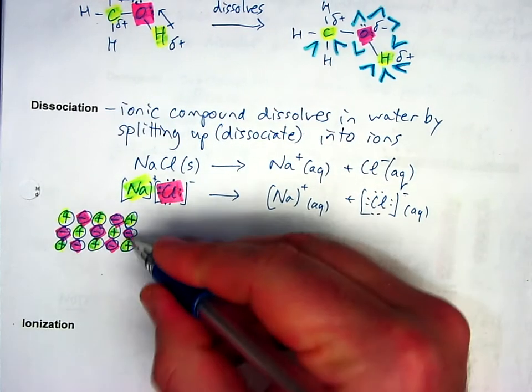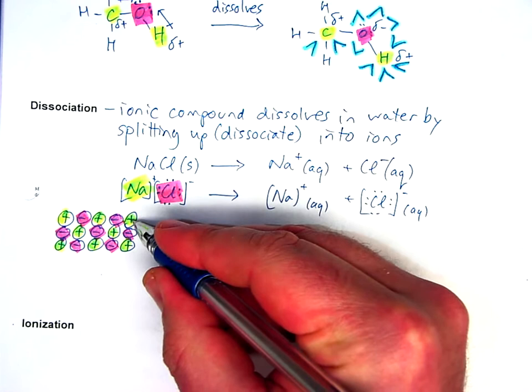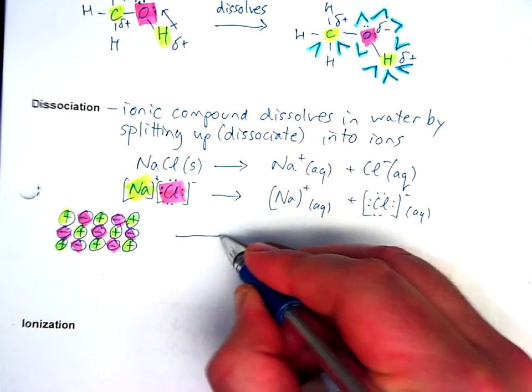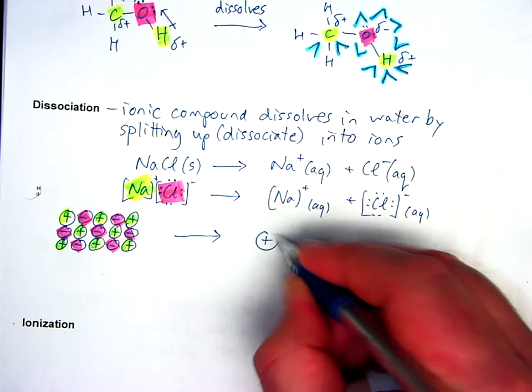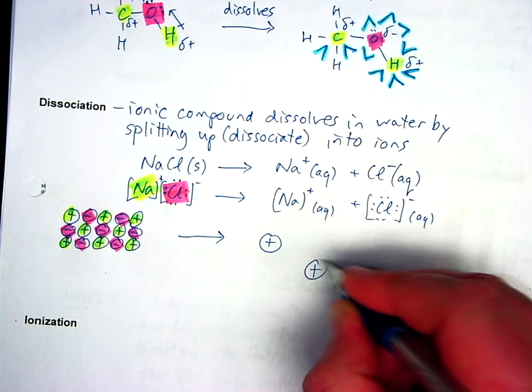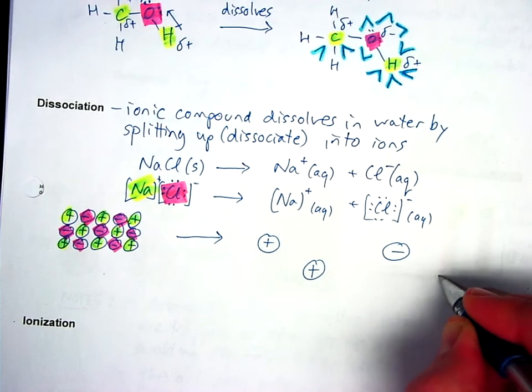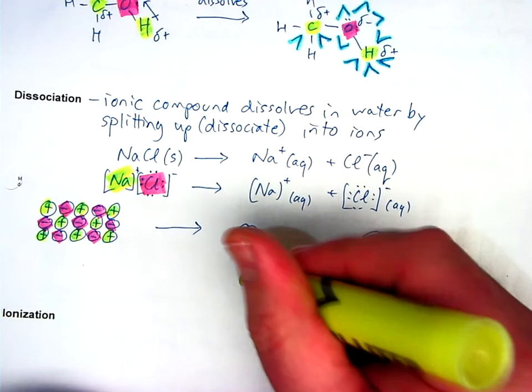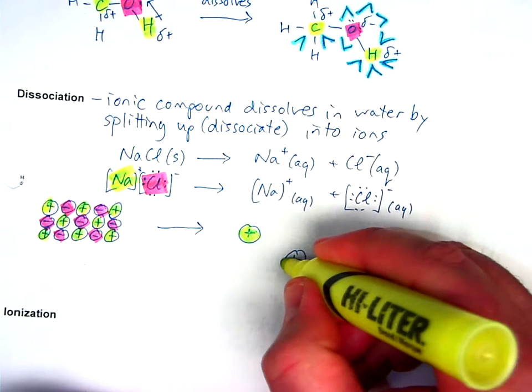I'm just going to illustrate a few of them. So the water molecules will be able to take apart piece by piece these different ions, because the ions themselves will interact pretty easily with the water molecules and surround them.